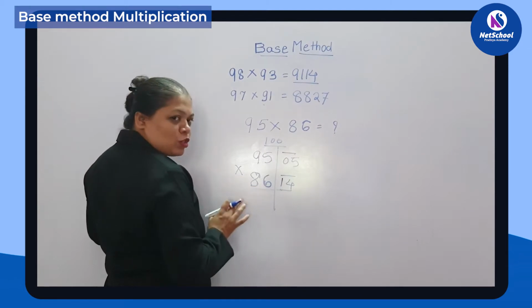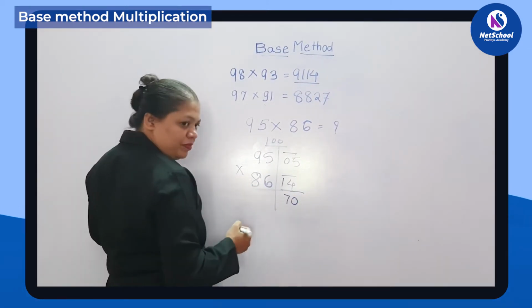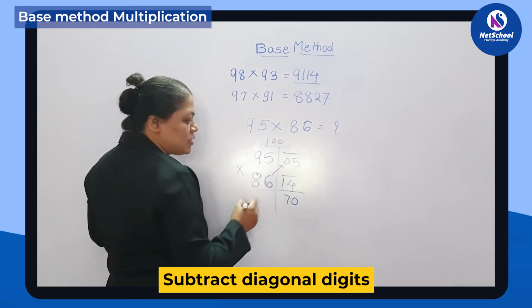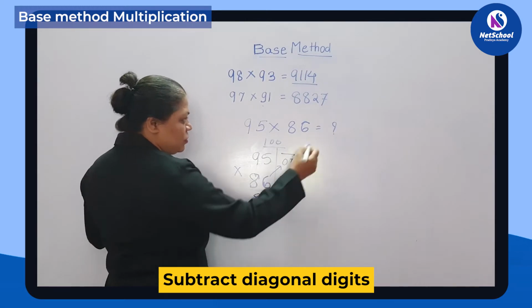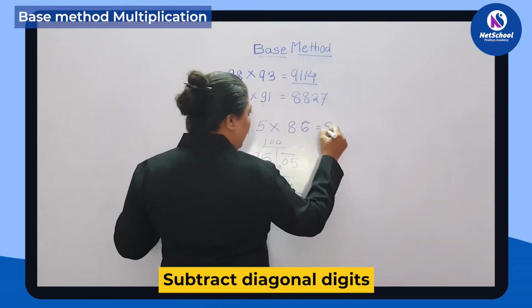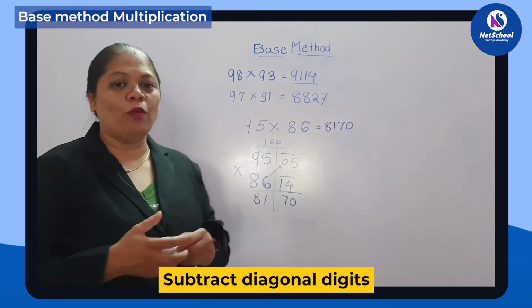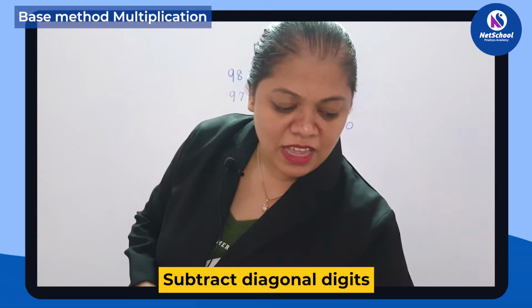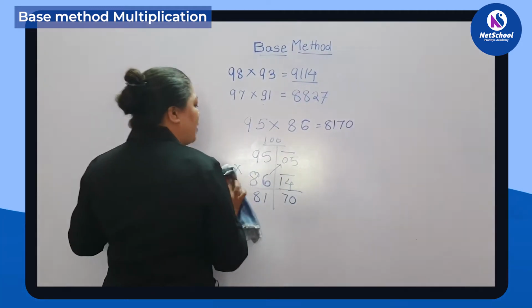9's complement, 10's complement. Now 14 into 5 is 70, and let us subtract this. 86 minus 5, it is 81. So I will get your answer 8170. I hope you must have liked these examples, and you can practice some more examples in the same pattern.